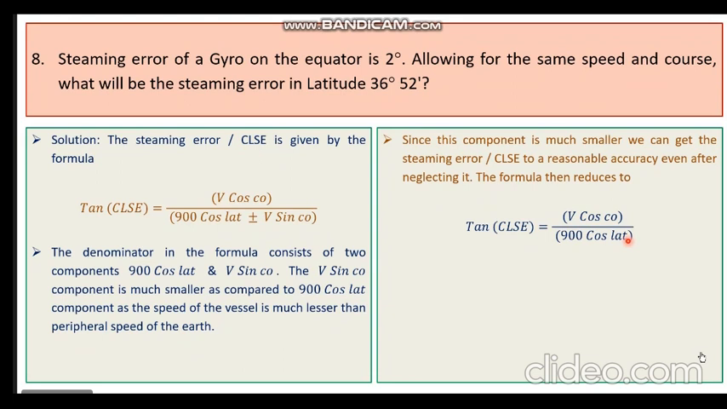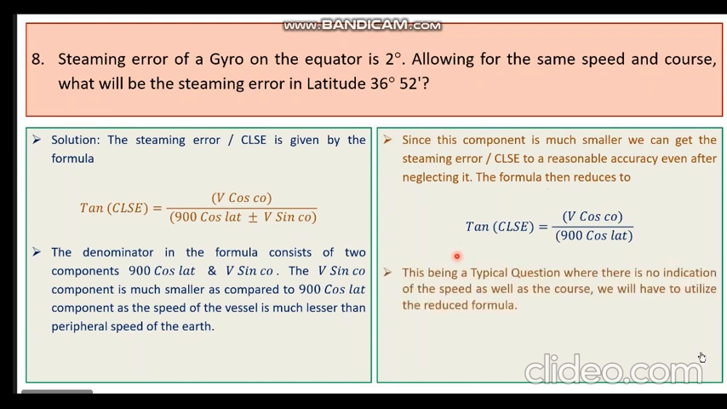Now the simplified formula is going to give us a reasonable accuracy because number one, the factor V sin cos was much smaller as compared to the first component. And secondly, the accuracy or the resolution up to which we require this CLSE or the steaming error is only one place after the decimal. So if required, we can use this simplified formula, the reduced formula. Now this being a typical question where there is no indication of the speed as well as the course, we will have to utilize the reduced formula.